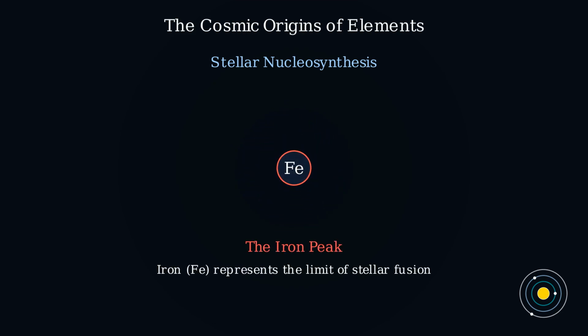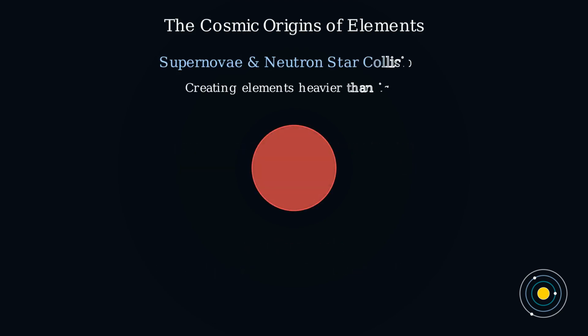Iron represents a critical threshold in element formation. Creating elements lighter than iron releases energy, while forming elements heavier than iron requires an input of energy. For elements heavier than iron, a more violent cosmic process is required.